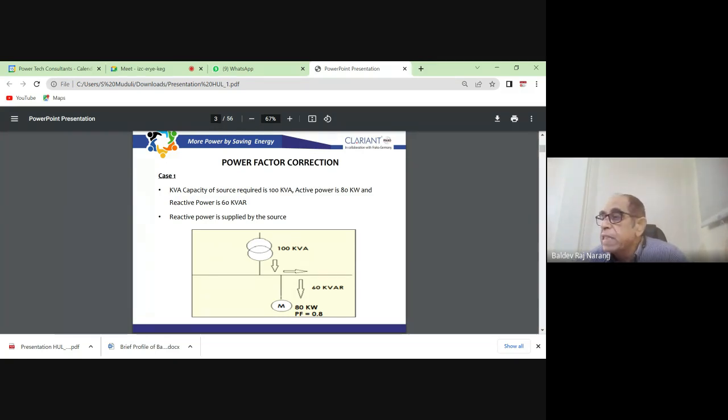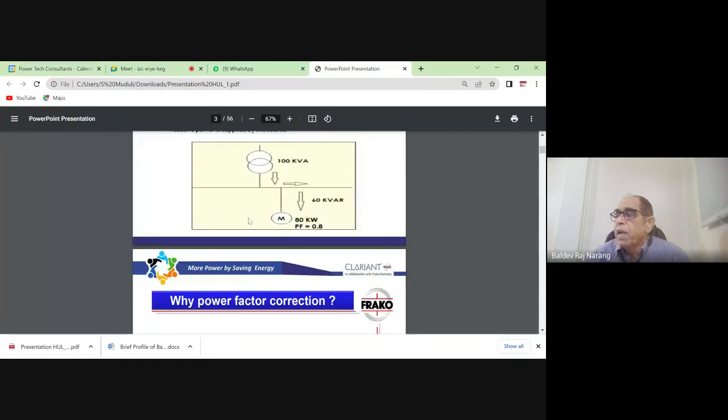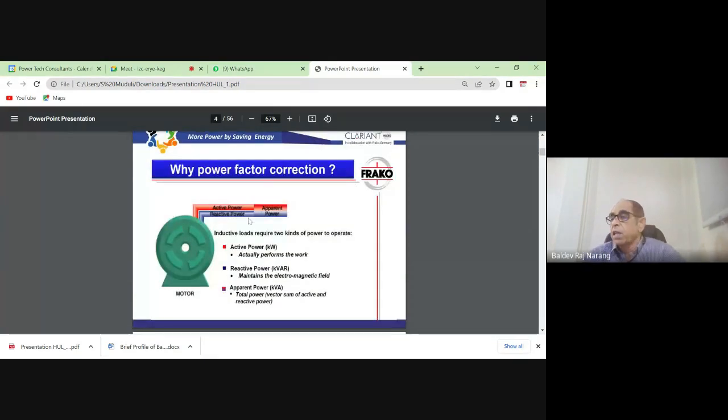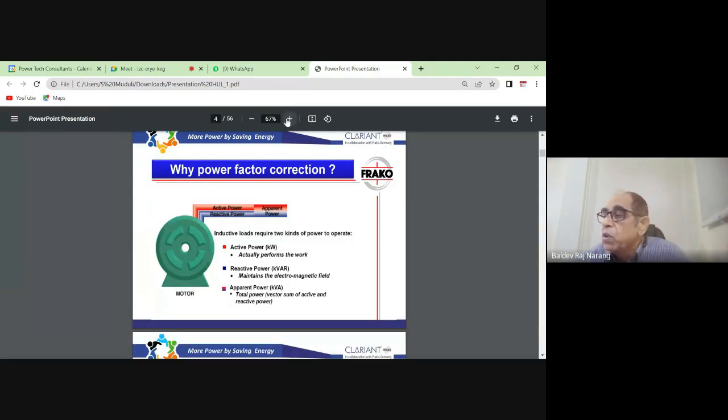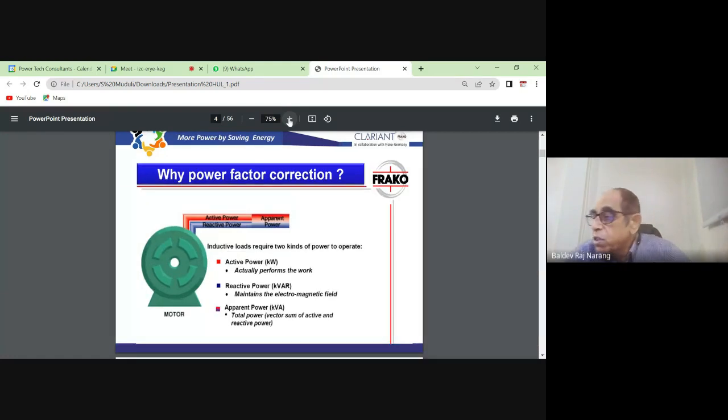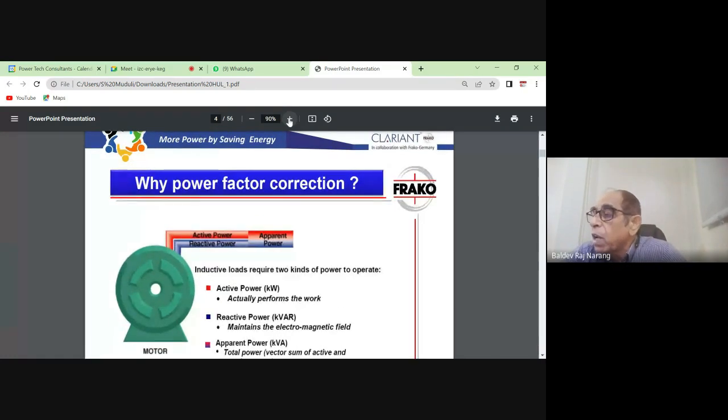So let's go to the next slide. Here it is shown in another way: the active power and the reactive power, and the vector sum of these two is the apparent power. These days, the apparent power is what is used for billing purposes. And this is the vector sum of active power and reactive power, the same thing we discussed earlier in the first slide also. So this third slide is slightly more elaborate.